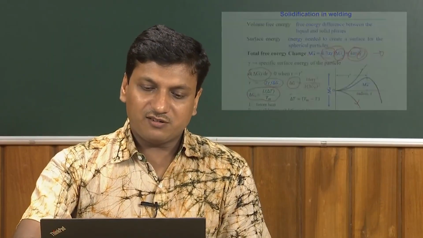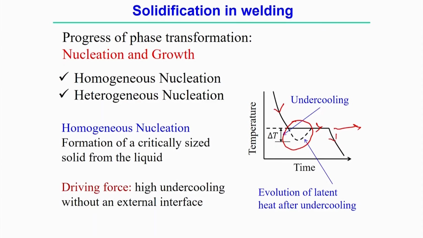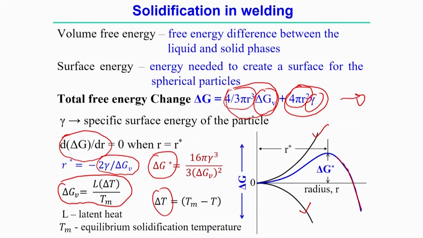Therefore, delta T can be represented using the phase change temperature and T, which is any intermediate temperature. For example, here Tm is the equilibrium solidification temperature, and T can be any intermediate temperature. So Tm minus T basically represents the amount of supercooling here, and L is the latent heat.